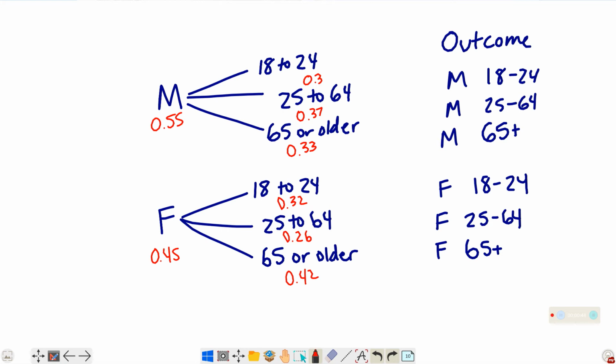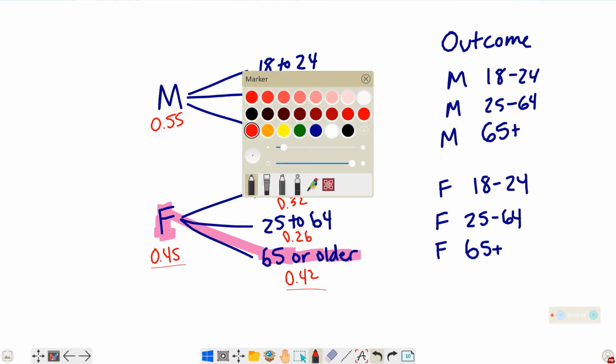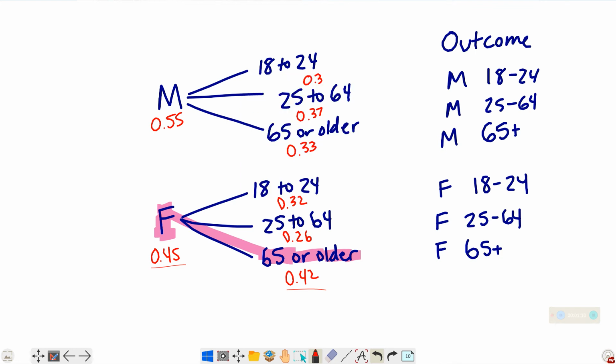A says, what is the chance of polling... the polling company will select a registered female voter who is 65 or older. So we are going to use this branch here because it's female and it says 65 or older. We are going to multiply the values together to figure out the probability of those. So over here, 0.45 times 0.42. That is your answer to part A, and you are going to finish it on your own.